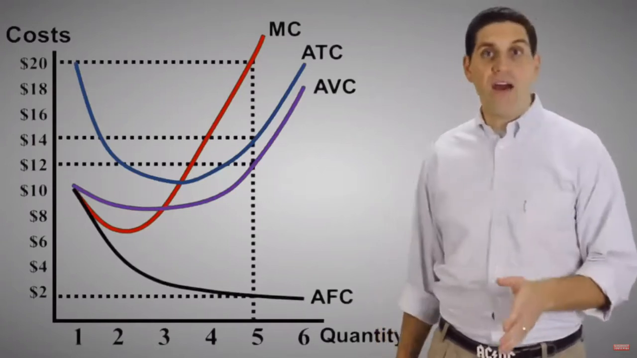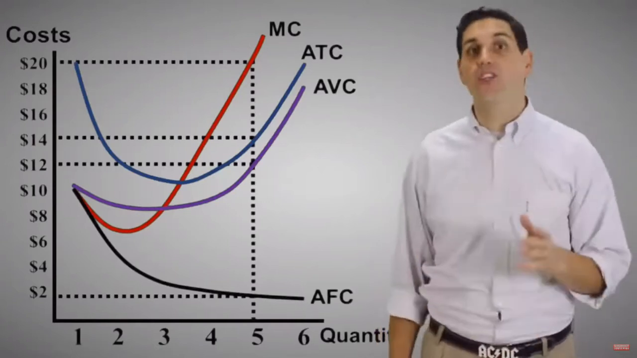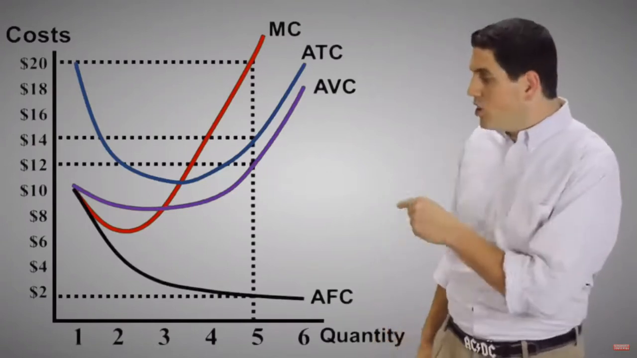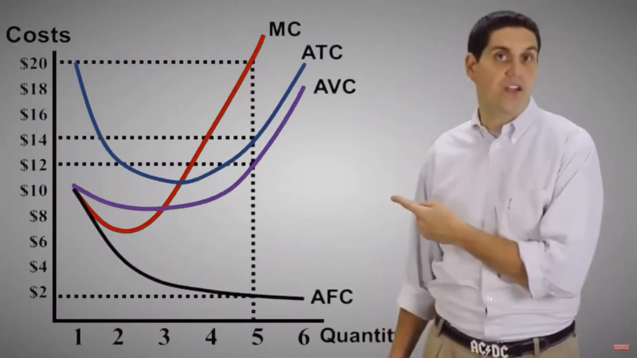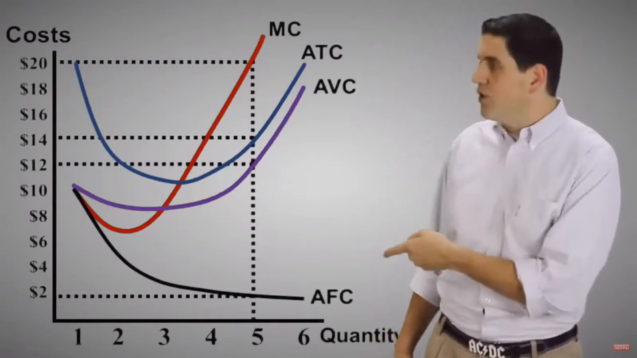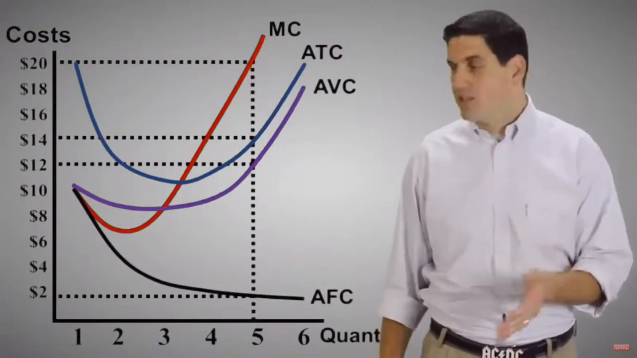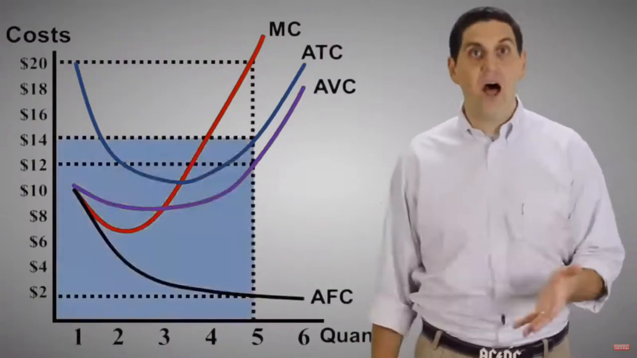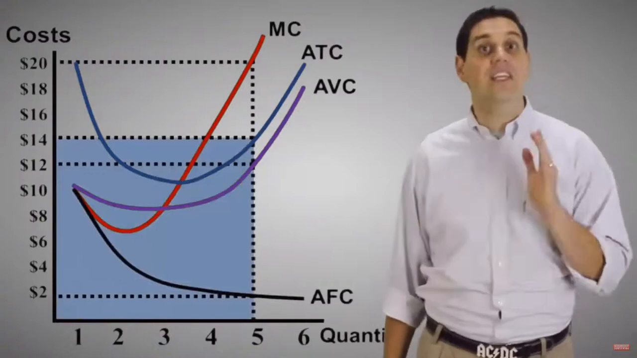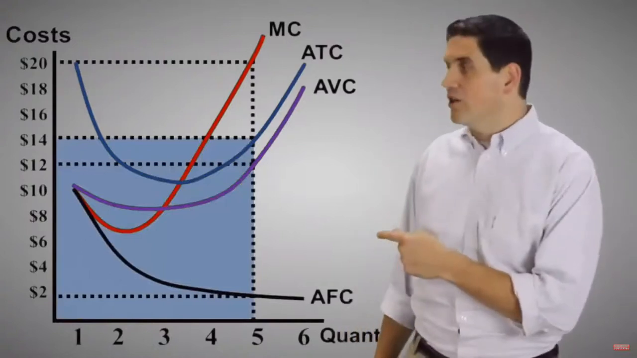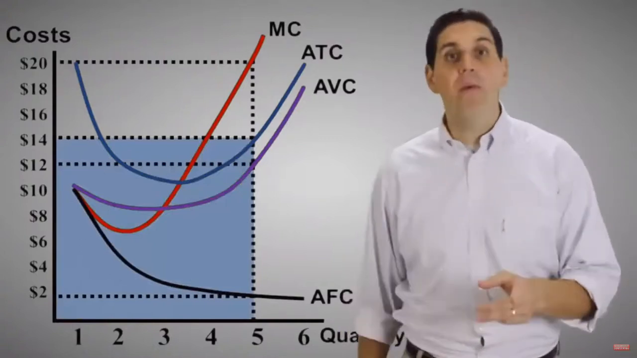But the best part of this graph is the fact that you can use it to calculate total costs. For example, you know that each one of those 5 units costs $14 on average. Well, how much does 5 units cost in total? What's the total cost of 5 units? Well, it's $70. It's that box right there. That's the total cost.